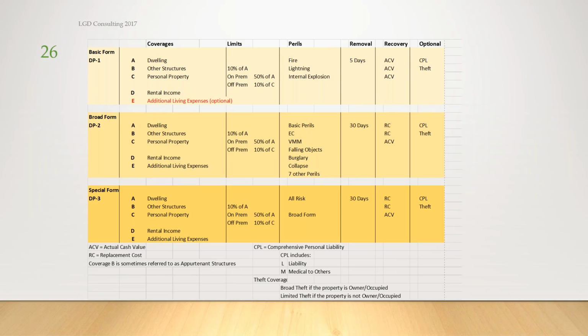And then, of course, the DP3, the special form, is all risk. So we have great coverage, all risk coverage on the structure, but we still have broad form coverage on the contents in the structure. All right? That's how a DP3 is. So all risks, so just pay attention to exclusions.